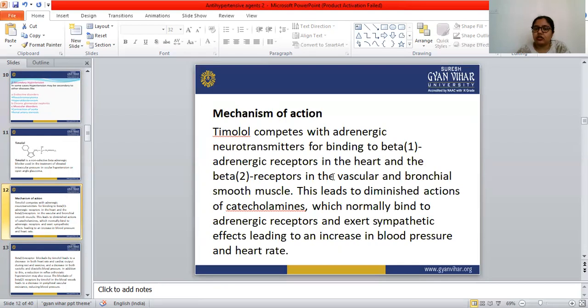This leads to diminished action of catecholamines, which normally bind to adrenergic receptors and exert sympathetic effects, leading to an increase in blood pressure and heart rate. So when timolol competes with adrenergic neurotransmitters for binding to beta 1 and beta 2 receptors, the action of the catecholamines decreases.